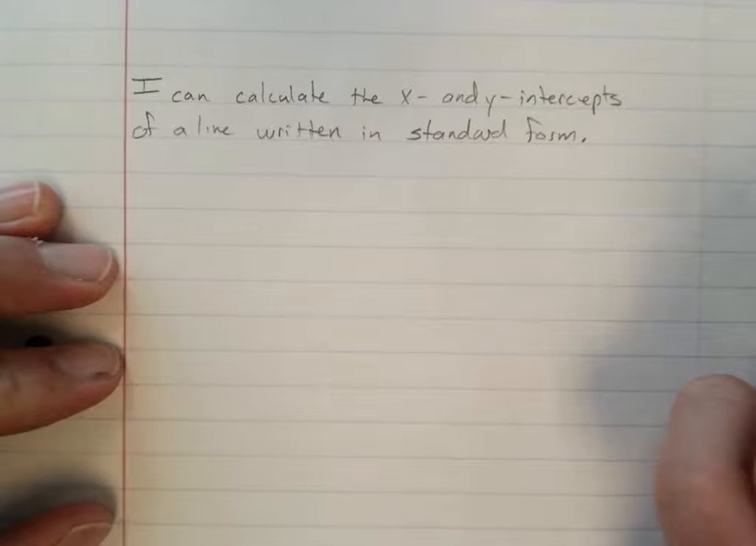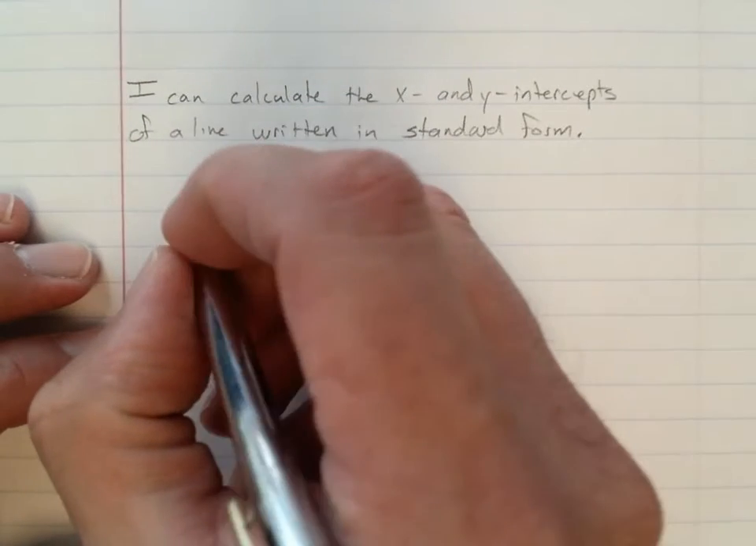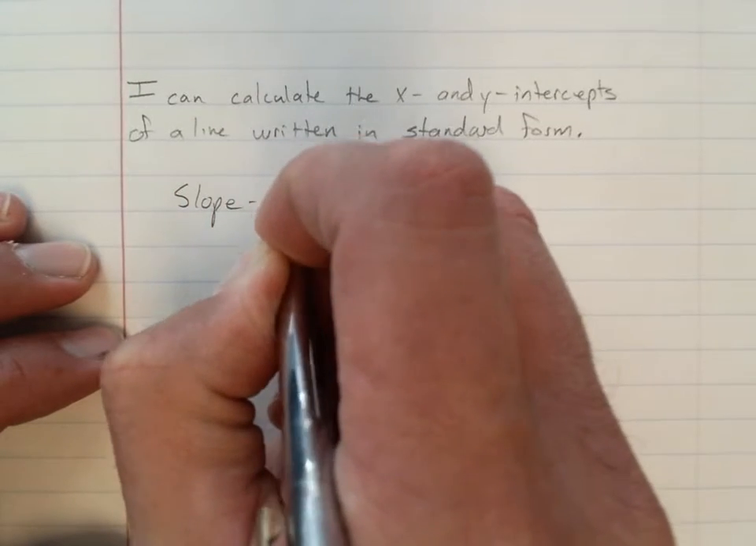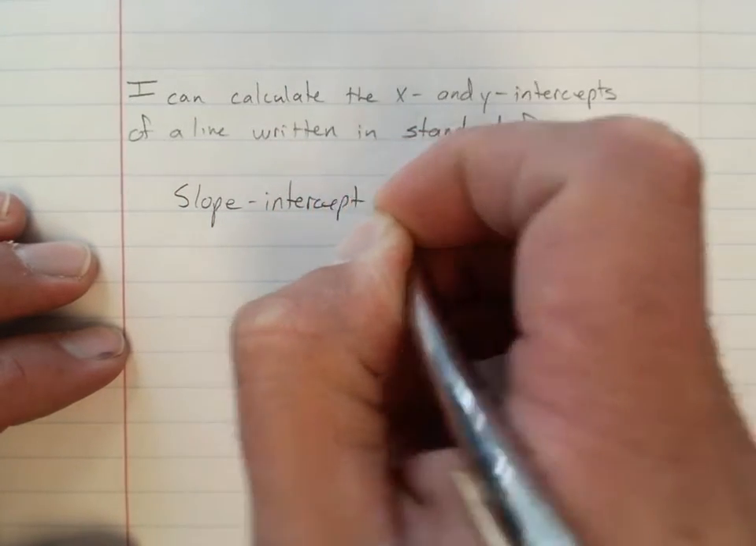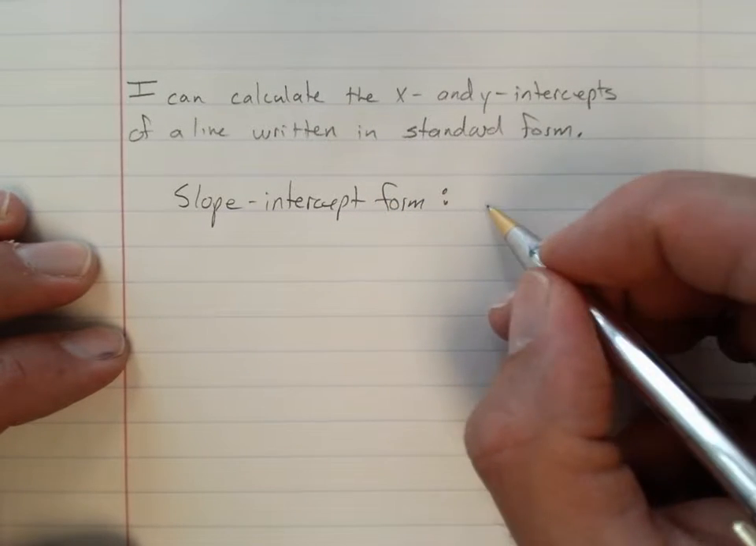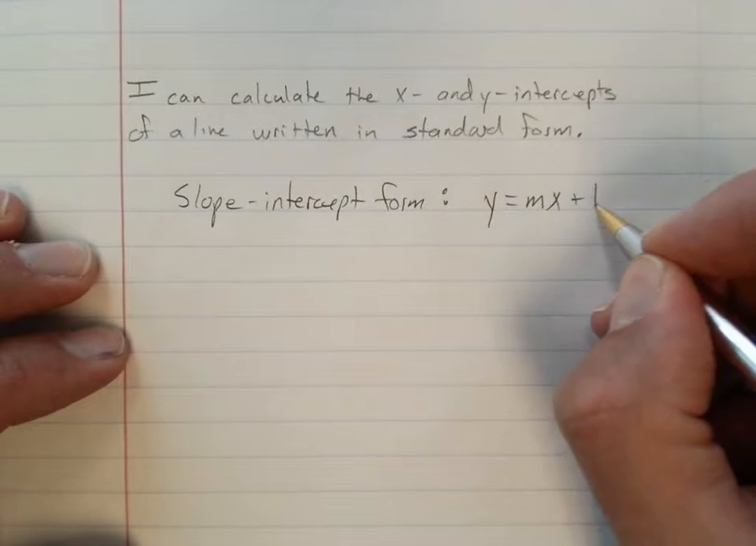Algebra Griffins. Today we're talking about I can calculate the x and y intercepts of a line written in standard form. So before we do that, let's go ahead and cover the forms that I expect you to know at this point. The first being slope-intercept form. Cleverly named because it gives you the slope, m, as well as the intercept, b.